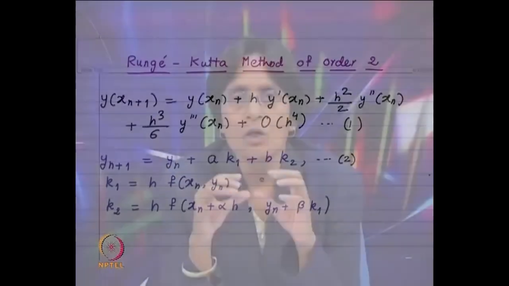So, the way we are going to do this is, we have got f of x n plus alpha h, y n plus beta k 1. Use Taylor series expansion for function of two variables. So, this f of x n plus alpha h, y n plus beta k 1 will be equal to f of x n y n plus alpha h and then partial derivative of f with respect to x evaluated at x n y n plus beta k 1 partial derivative of f with respect to y evaluated at x n y n. When we look at the Taylor series expansion for y at x n plus 1, that also involves the terms f, f x, f y.